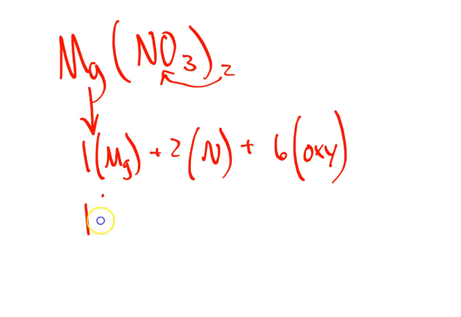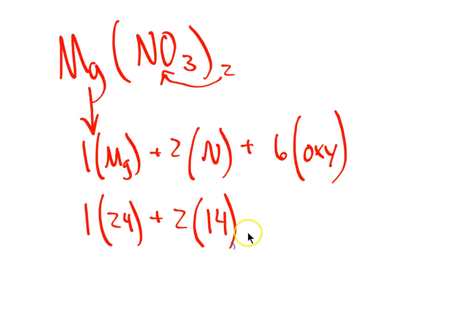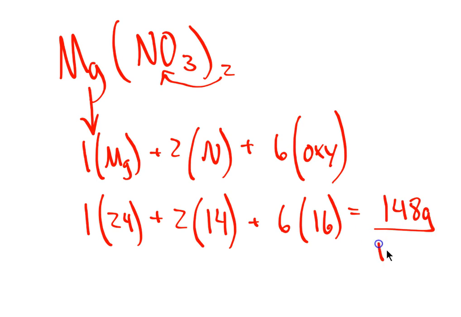So you have 1, and the mass of Mg from your periodic table is 24. Plus 2, the mass of N from your periodic table is 14. And 6 times the mass of oxygen, which is 16. And you would type that all into your calculator, and you'd get 148 grams per 1 mole. And that would be of MgNO3. I don't have room, but whatever, it's scribble. Okay, we'll pretend that says MgNO3 too.